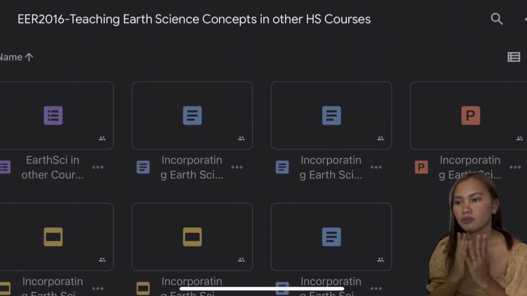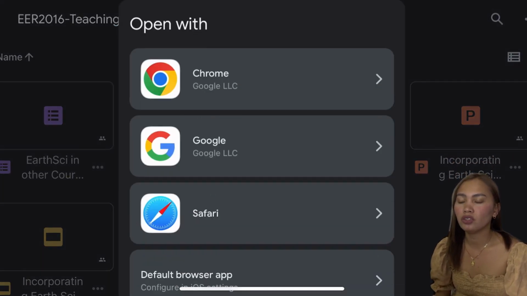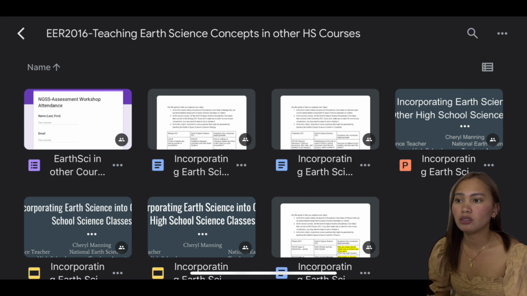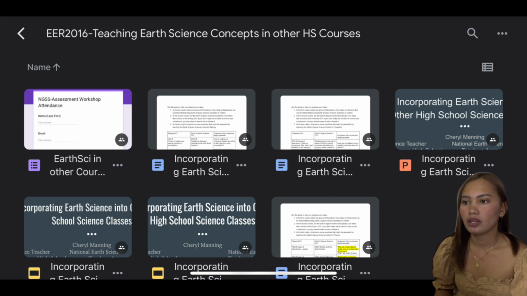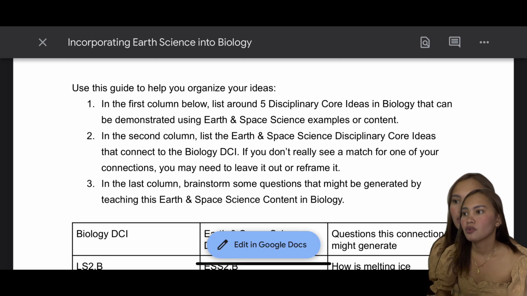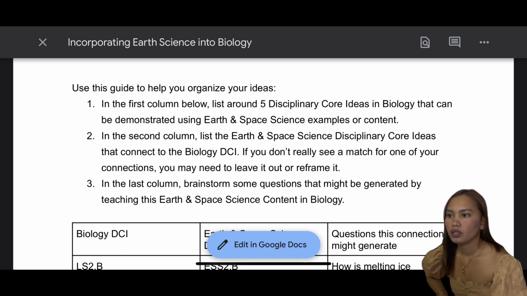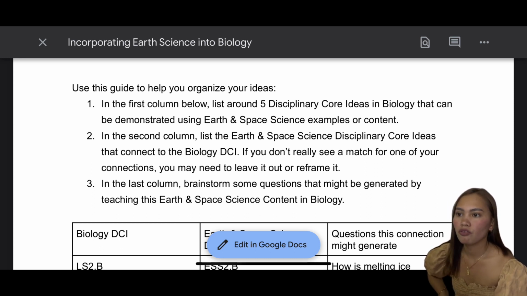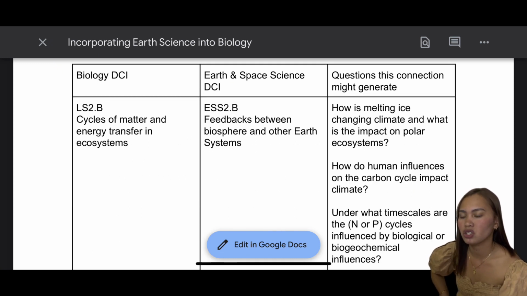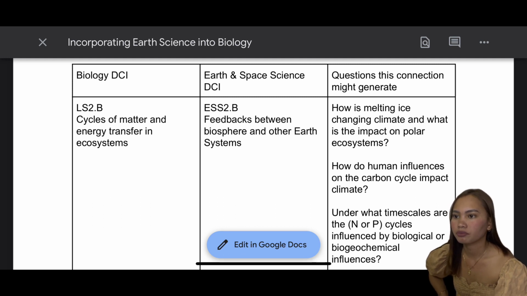I am fortunate because one of the participants emailed me their actual activities. First is incorporating earth science into biology. Here, in the first column, they list 5 disciplinary core ideas in biology that can be demonstrated using earth and space science examples or content. Like for example, cycles of matter and energy transfer in ecosystems.